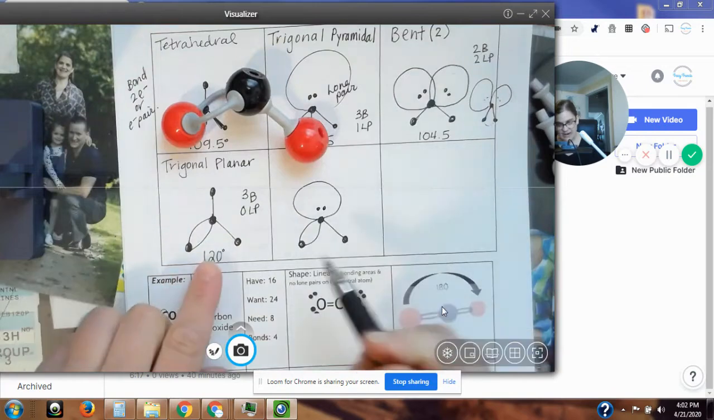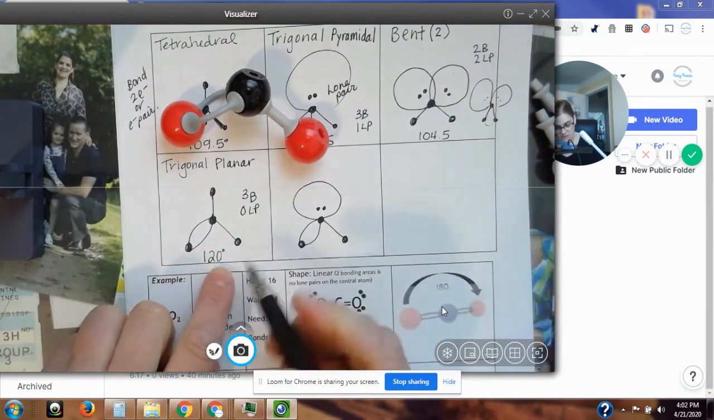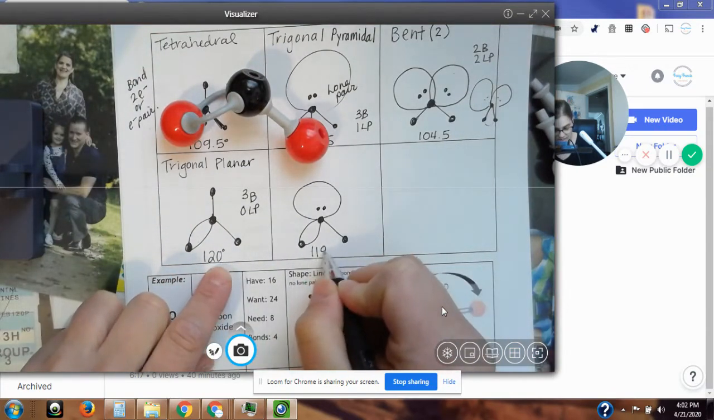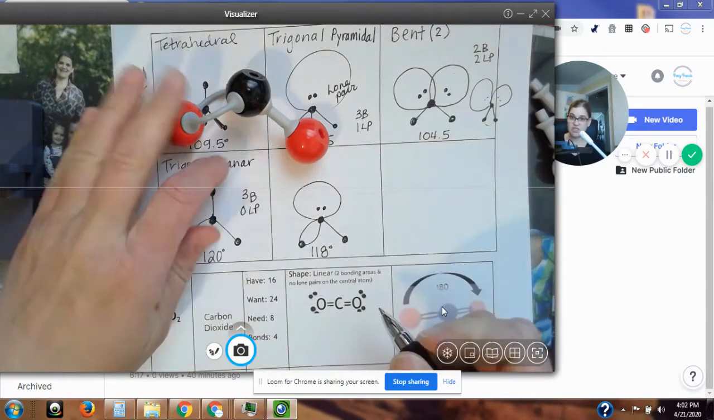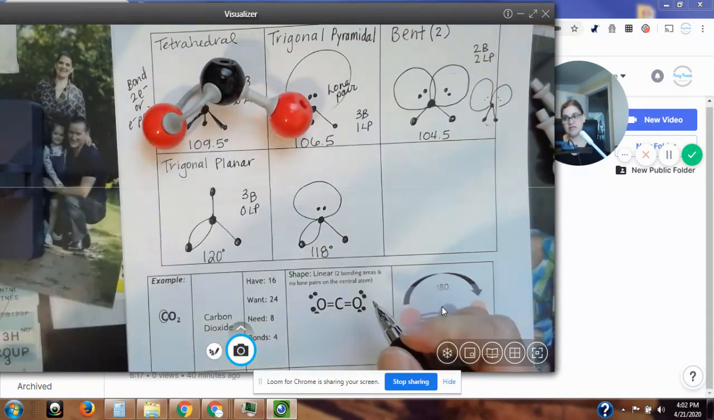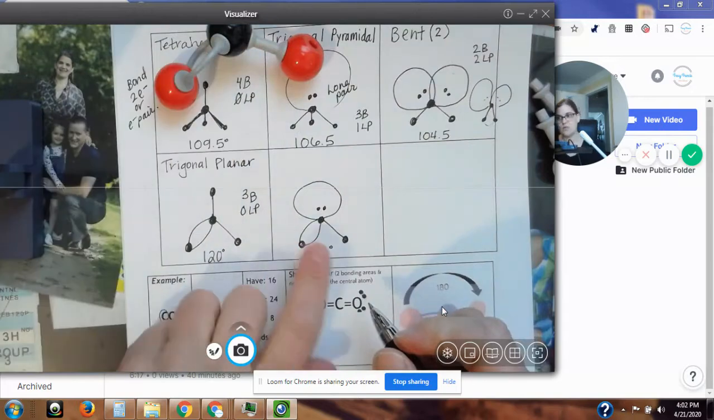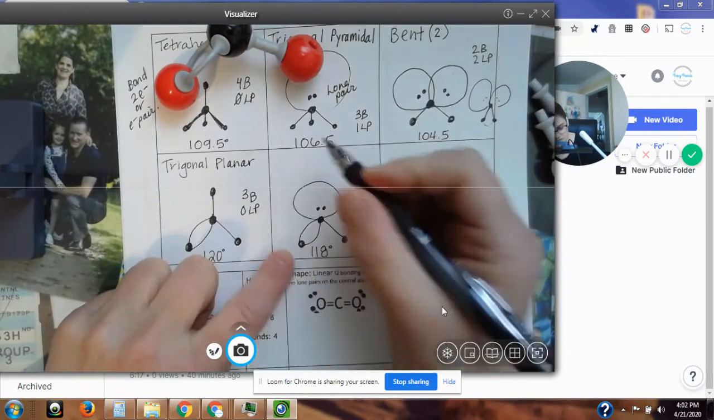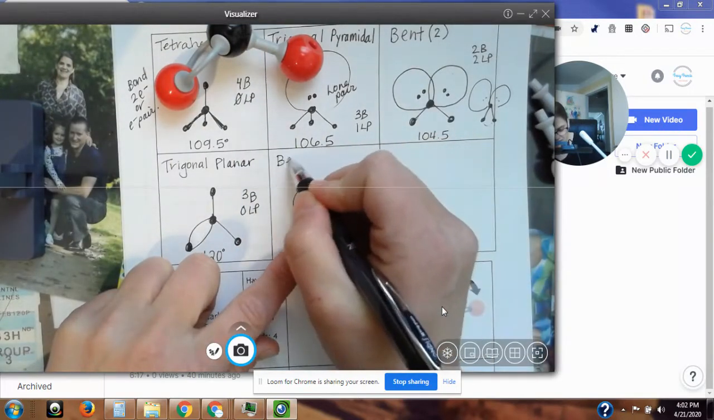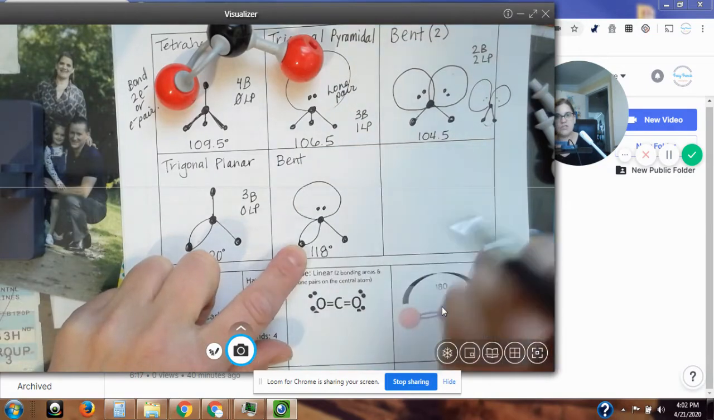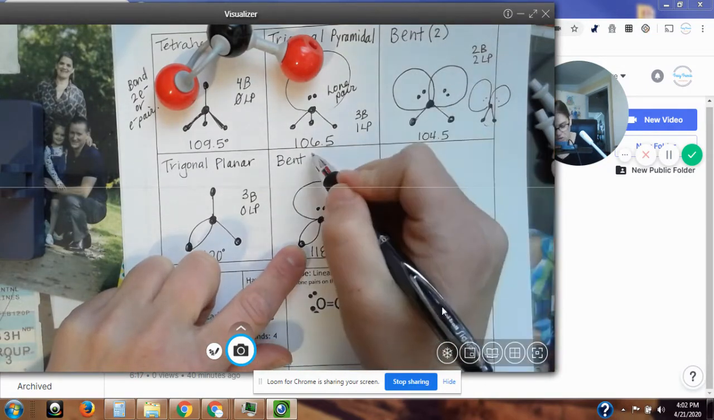So it's got to be an angle less than 120. We've got 118 degrees. Again, these are averages. So if you look up a specific molecule, you're going to find that it's somewhere around there. So this 2 is also called bent. But instead of being a bent 2 with 2 lone pairs, it only has 1.